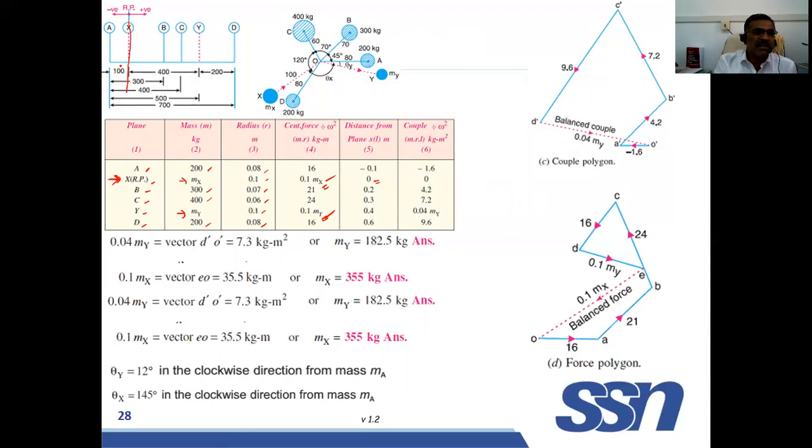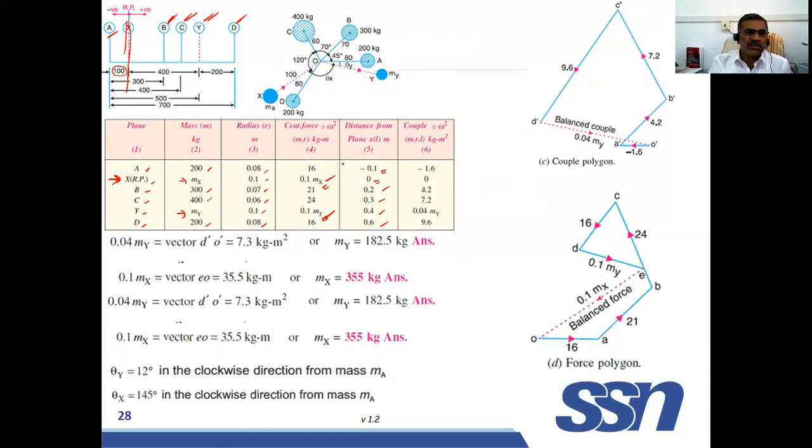The left side is 100 millimeter, that is mass A, and you have to put it in meter. Because it is on the left side, you put minus. And on the right side, masses B, C, Y, D, all distances you have to put: 0.2 meter, 0.3 meter, 0.4 meter, and 0.6 meter. That is, from X, the distance of B, the distance of C, the distance of Y, and the distance of D.